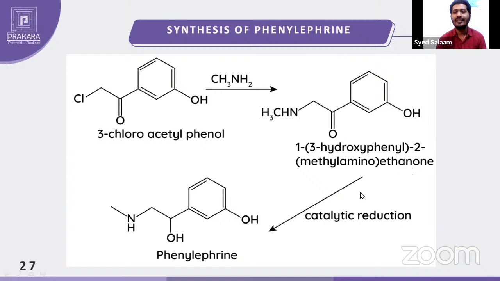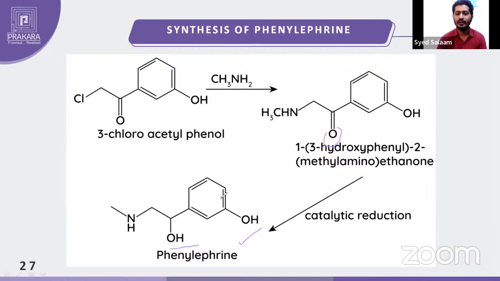So now catalytic reduction. We have a ketone here. We could do this Clemmensen reduction with zinc amalgam and mercury, converting this ketone into its hydroxyl part, which will give us the phenylephrine. So simply we can use the catalytic reduction part.